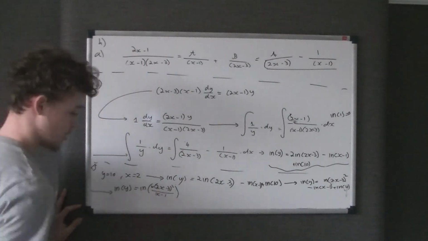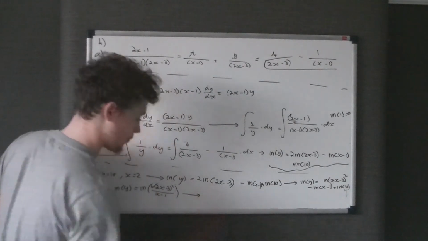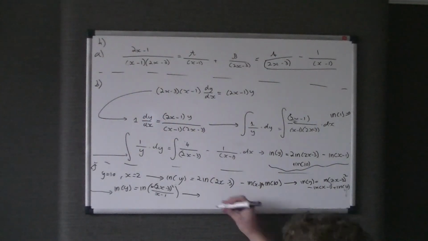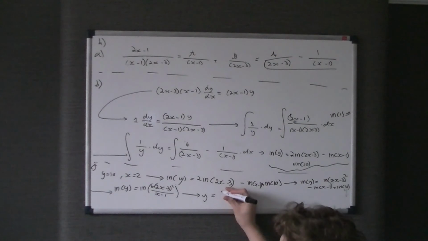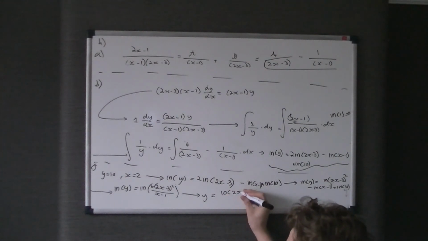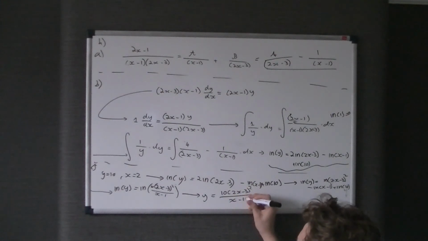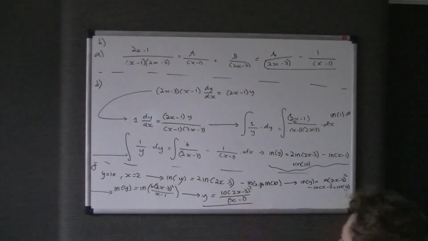Now it's just a case of e'ing both sides. So if we e ln of y, we get y, and if we e the right hand side, we just get 10 times (2x take 3) squared over x take 1, and that is your particular solution. Because it's not got a plus c, we call it a particular solution. So that's question 4.